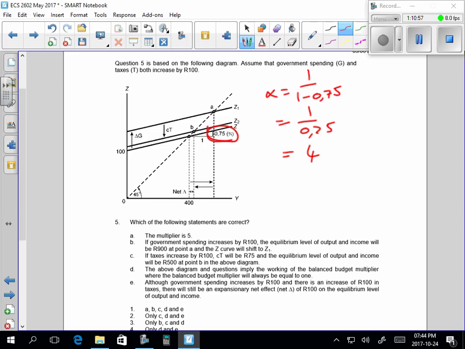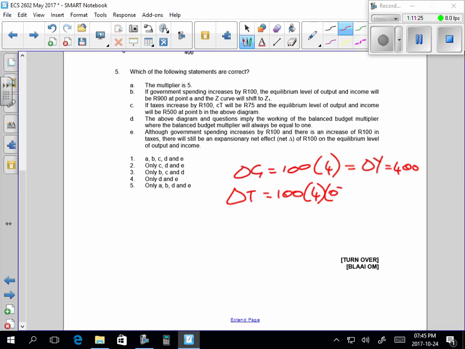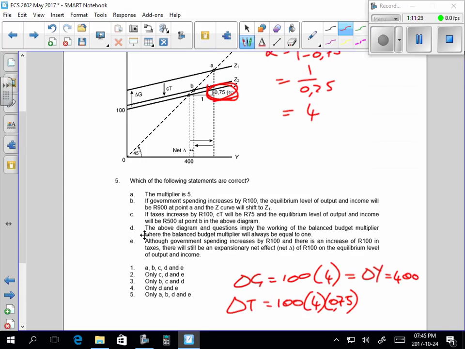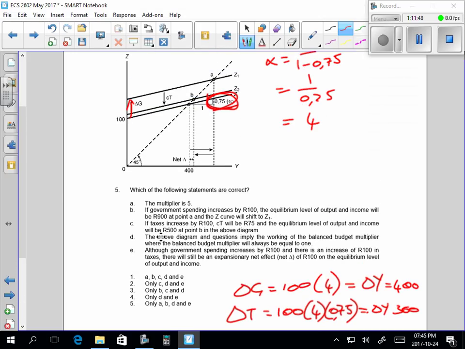So I'm just going to substitute in two different amounts. If there is a change in government expenditure of 100, the impact on the economy will be 100 multiplied by 4, which is your multiplier. Change in Y equals 400. If there is a change in taxation of 100, yes, we multiply it by the multiplier, but we also need to multiply it by the MPC. Okay? So in this case, your change in Y would be 400 times 0.75, which would be 300. And that's exactly how the graph would look. So we would shift this up by 400, and we would shift this down by 300, and there would be a net effect of an increase in output and income. So your answer in this case would be 4.